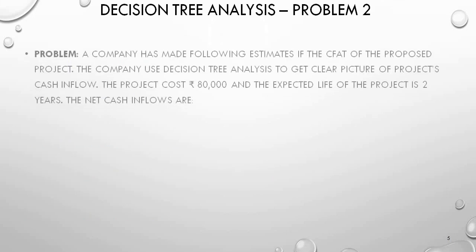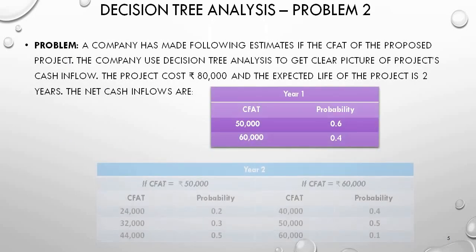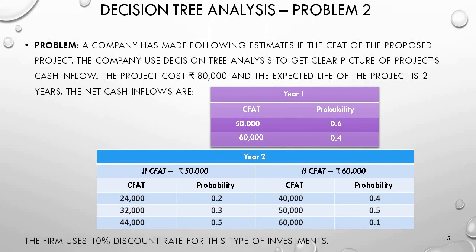Now let us discuss a problem on decision tree analysis. A company has made the following estimates of the cash flow after tax of the proposed project. The company uses decision tree analysis to get a clear picture of the project's cash inflow. The project cost is rupees 80,000, that is the original investment, and the expected life of the project is 2 years.